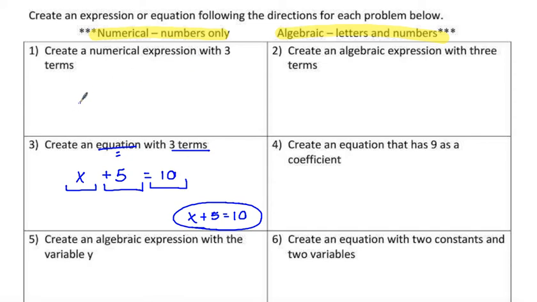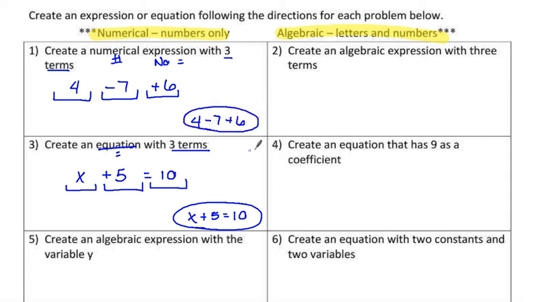So if you look at number 1, it said create a numerical, so it's only numbers. It's an expression, so there's no equal sign, with 3 terms. So I'm going to make 3 spaces. I don't want an equal sign, and it's only numerical, so you should use only numbers. And I'm going to say 4 - 7 + 6. And if I were to rewrite that nice and pretty, it would look like that. So kind of like an order of operations problem.